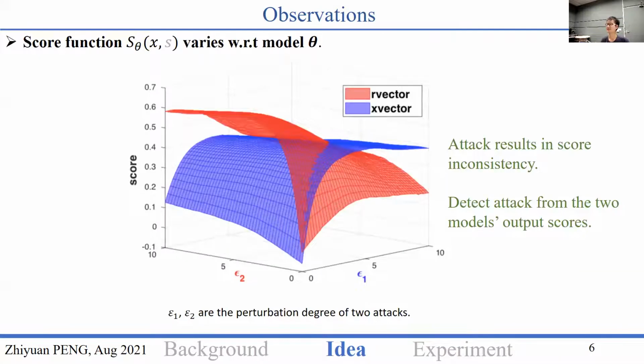Our idea is motivated by the score function: we detect attacks from the similarity score. Here we visualize the score functions of two models, R-vector and X-vector. The main observations are that, first, score functions of different systems are not the same. Second, under attack, the score functions of different SV systems have a significant gap, even though both systems may be fooled by the attacker.